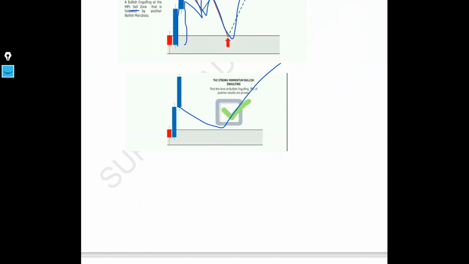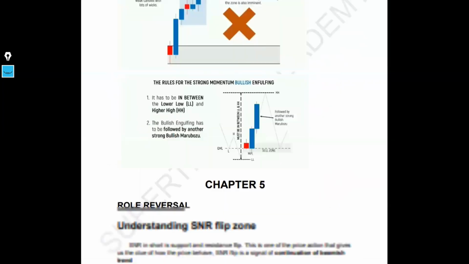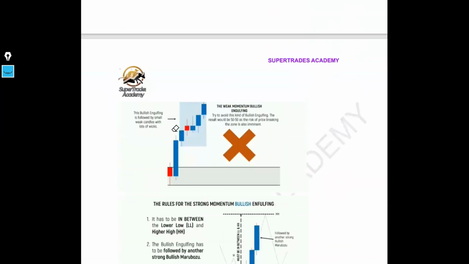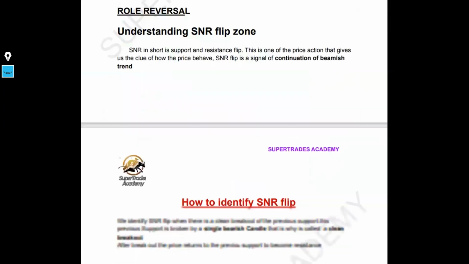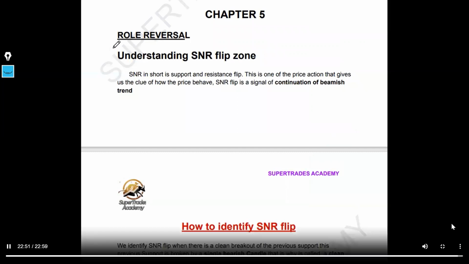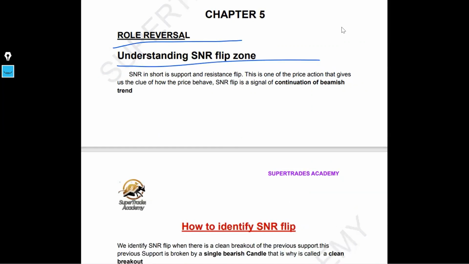I hope you understand something here, guys. This is an example where the market may not be valid for buy. So the rules for the strong momentum bullish engulfing, we talked about these rules in the upper part. It has to be in between higher highs and lower lows. The bullish engulfing has to be followed by another strong bullish Marubozu. So in the next part, we are going to look at chapter 5, the role reversal, understanding the flip zones.